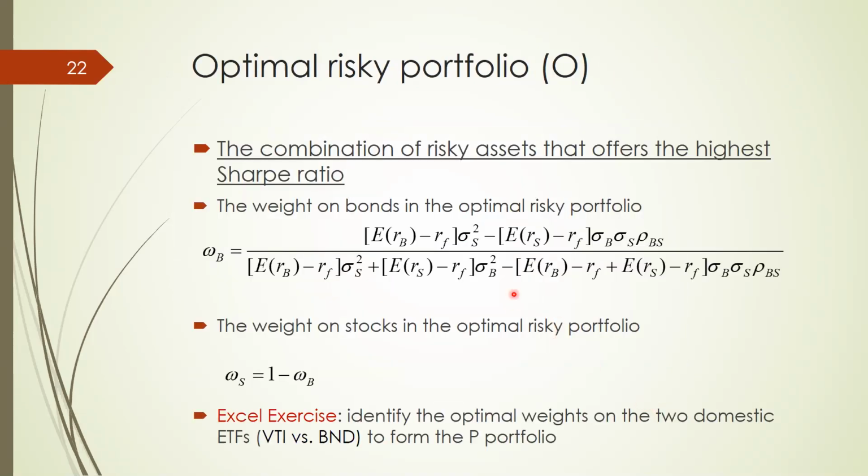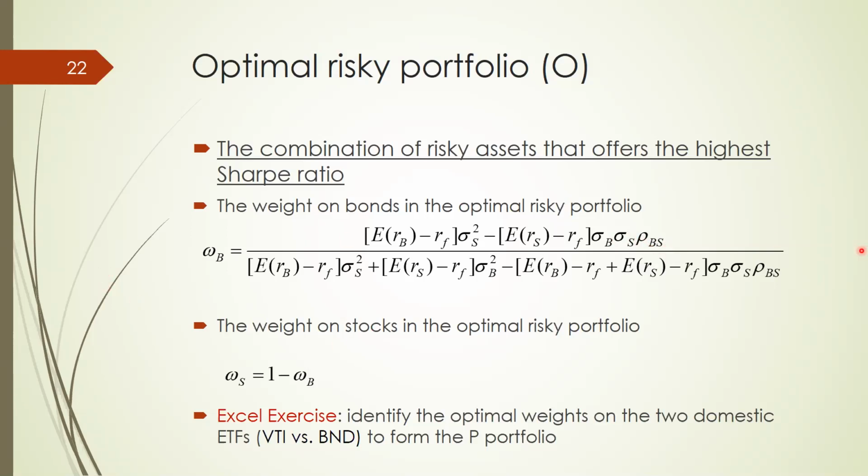How do we exactly find out the optimal risky portfolio? How do we allocate between the two risky assets in order to arrive at the optimal risky portfolio? This problem has been solved mathematically by prior researchers with the formula given below. So if we want to find out the bond weight, what we need to do is to take the excess return of the bond times the variance of the stock, minus the excess return of the stock times the standard deviations of the two securities and times the correlation coefficient between the two.